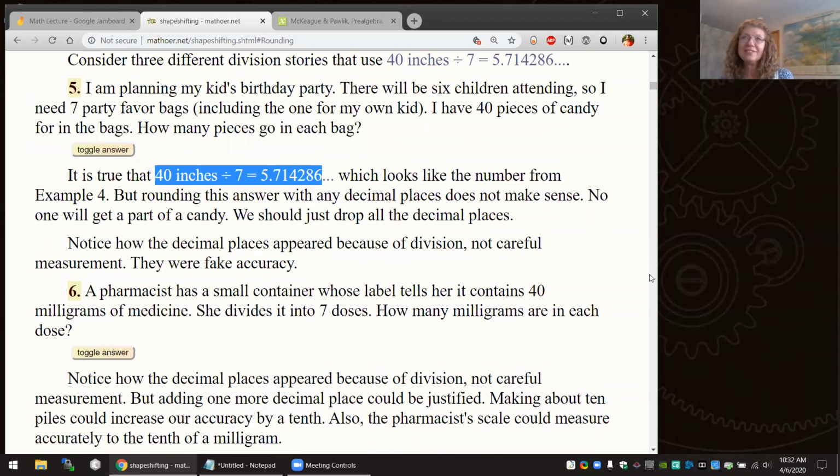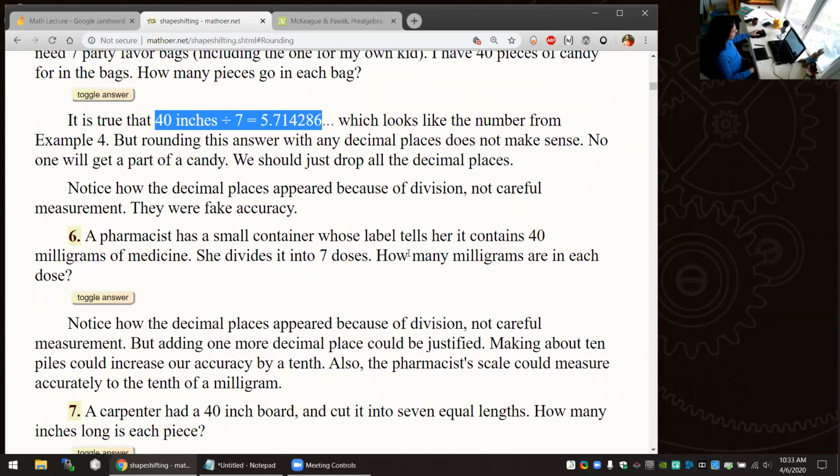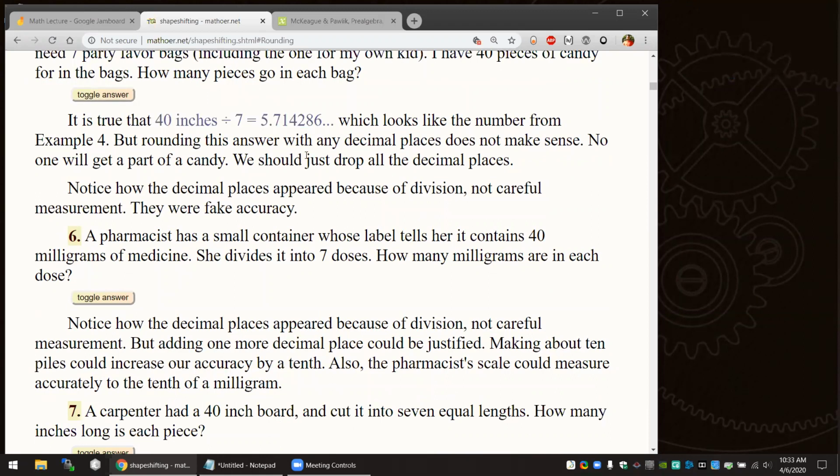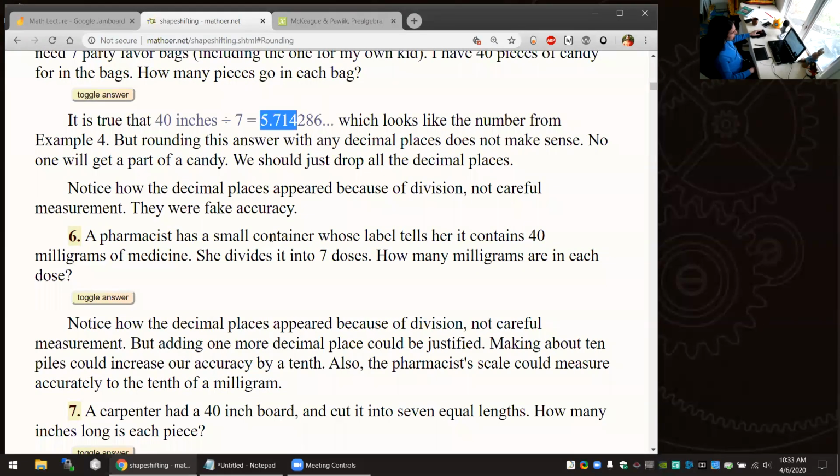Complete accuracy. If it's pharmaceutical, we would like to trust that it's accurate. At least to the thousandths place. At least the thousandths place, tenths, hundredths, thousandths. So at least 3 decimal places.